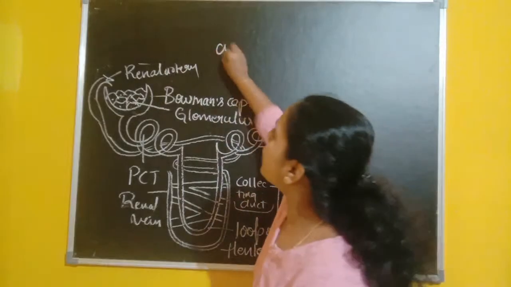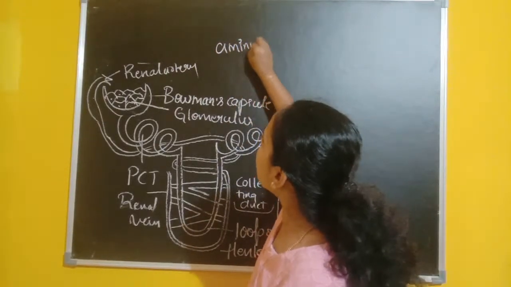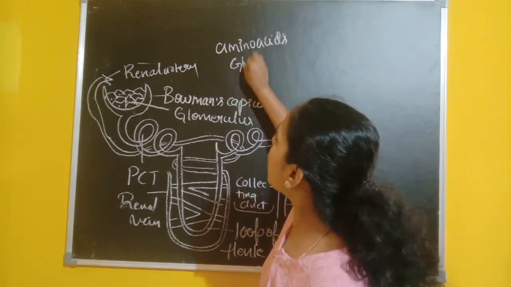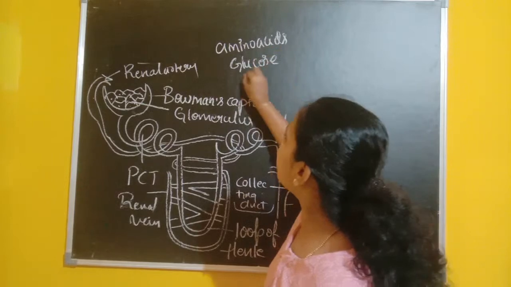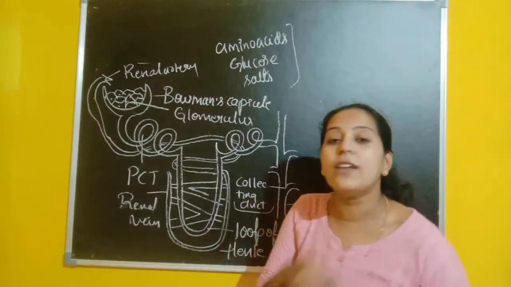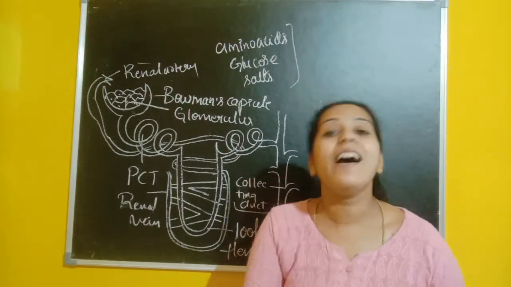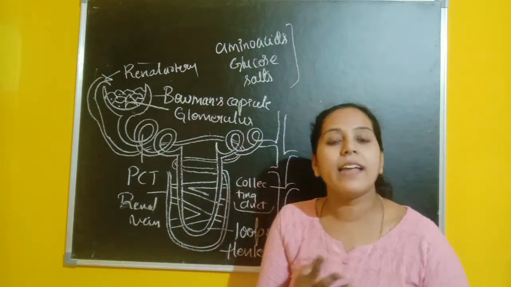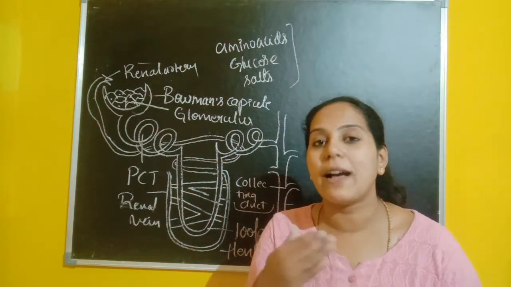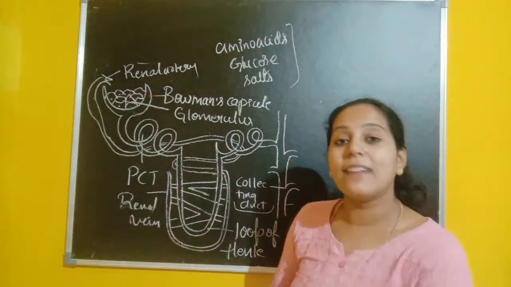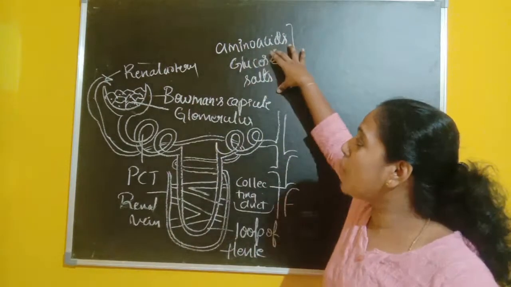The products which are reabsorbed are the amino acids, glucose and salts. Very important for 1 mark. They get reabsorbed during the formation of urine because they are considered useful materials for us. We need them, so they get reabsorbed in the PCT. Understood? So in the second step, reabsorption, what happened?